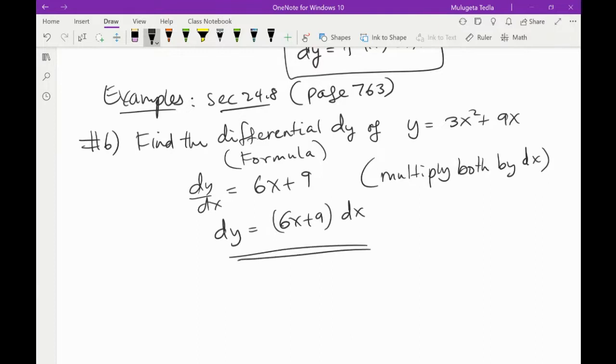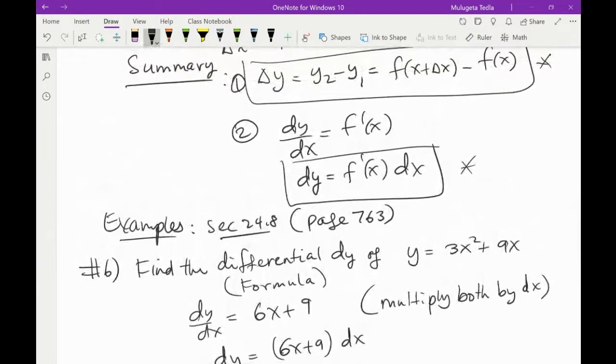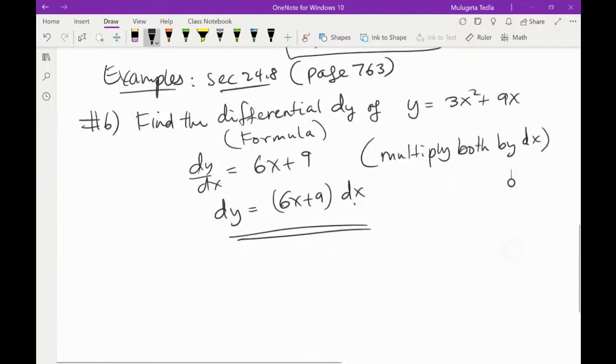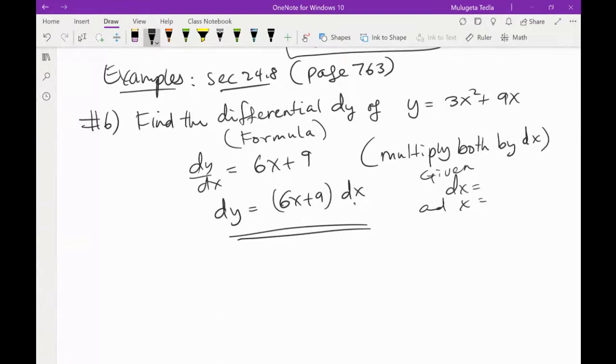This is the differential formula, just like we said here. This is the derivative times dx, which gives the differential dy. If you give me a number dx, given dx and x, we can find dy as a line segment, right?